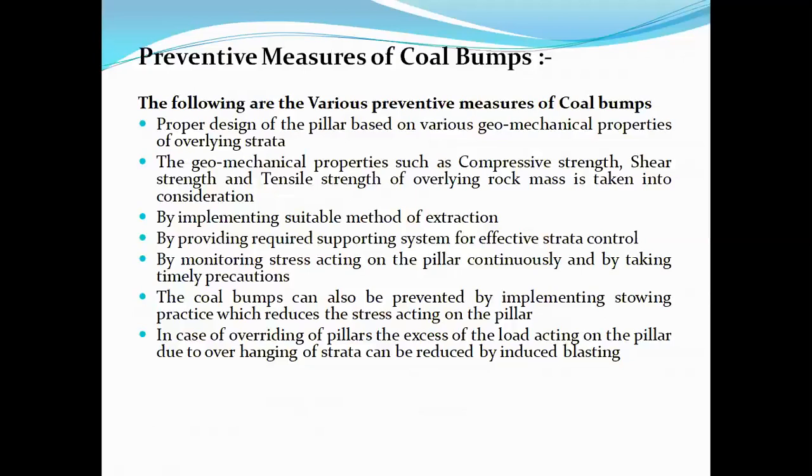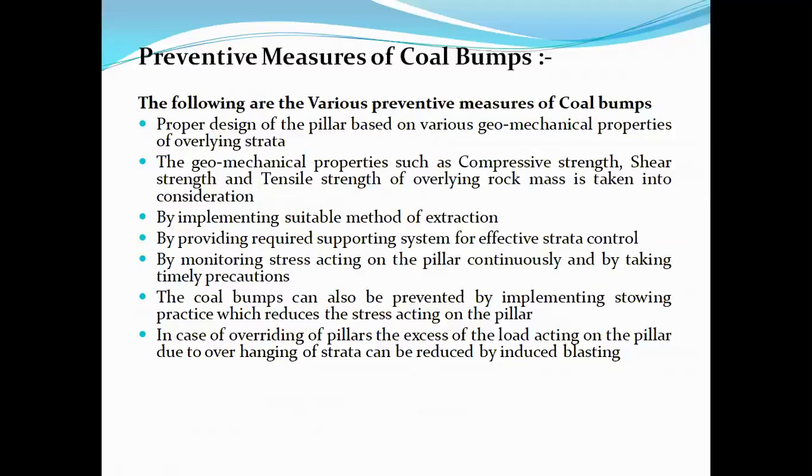So in case of overriding of pillars, the excess load acting on the pillar due to overhanging of strata can be reduced by blasting. Yes. If we keep on extracting, and the roof that is present immediately above the face does not collapse and keeps on hanging, that is known as overhanging. Okay, if it keeps on hanging, what happens? It leads to excess pressure acting on the face.